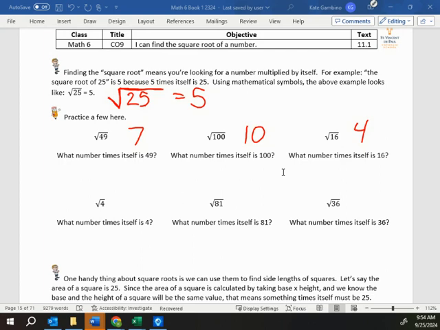All right, so for our work today, oh wait, we have to finish these, sorry. I didn't finish it. So it says, what number times itself is 49? Well, if the square root of 49 is 7, we know 7 times 7 is 49. This is our way of checking it. 10 times 10, same number, equals that number under the square root sign. 4 times 4. So it's our way of double checking.